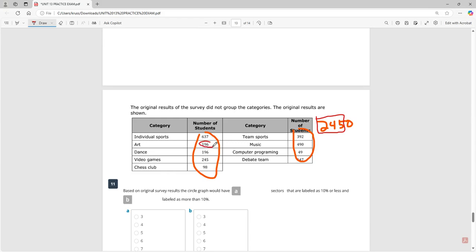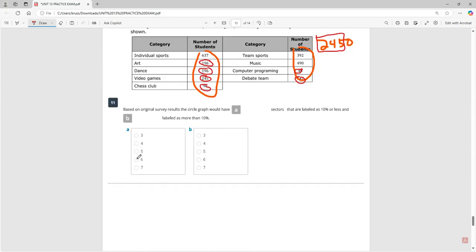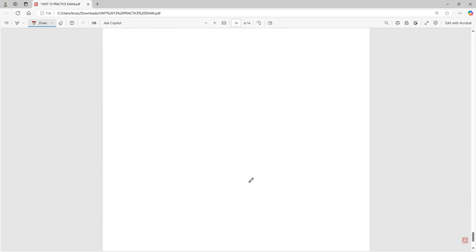So that is less than, well, this is 10%. It says 10% or less. So that is 10% or less. That is 10% or less. And these two are 10% or less. So I've got 1, 2, 3, 4, 5, 6. So 6 of these are labeled 10% or less. And the remaining 3 are more than 10%. Right. So that is that one.